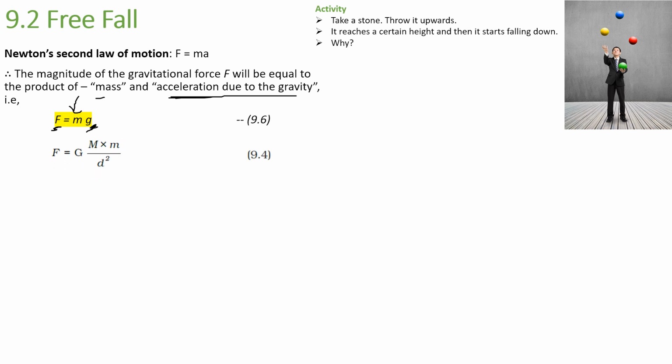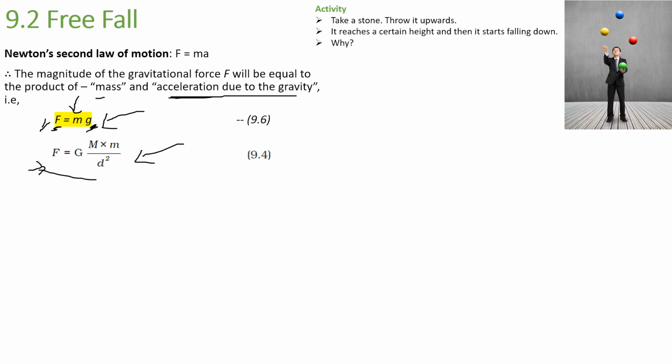Now we also know another formula. What is this formula? F = G m M / d², the universal law of gravitation. We derived this formula also in the previous class. So this is Newton's second law of motion, and this is again Newton's, but it is called the universal law of gravitation. Both are forces. Remember, both are forces here.